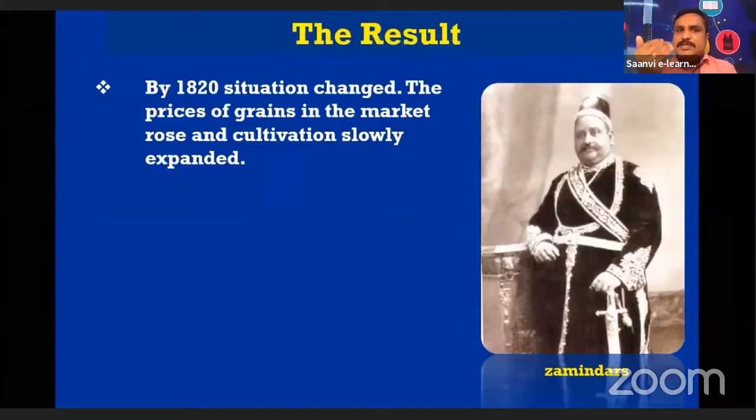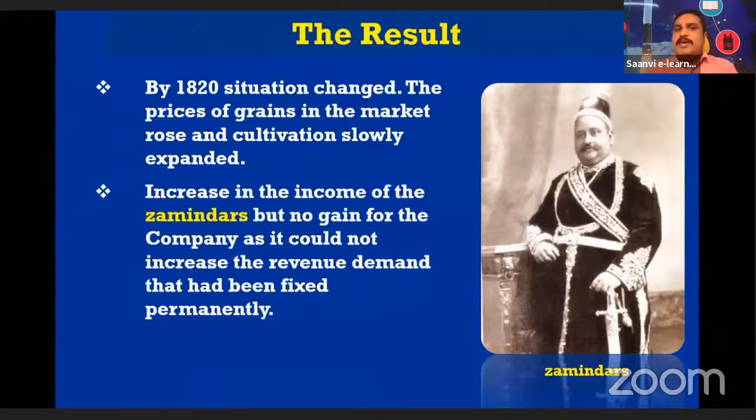After that, in 1920, the situation changed. The prices of grains in the market rose and cultivation slowly expanded. So here you see, cultivation slowly expanded. When the market price increases, automatically cultivation also expanded. It means many people engaged in agricultural activities, and in the same way there was an increase in the income of the Zemindars, but no gain for the company as it could not increase the revenue demand that had been fixed permanently.